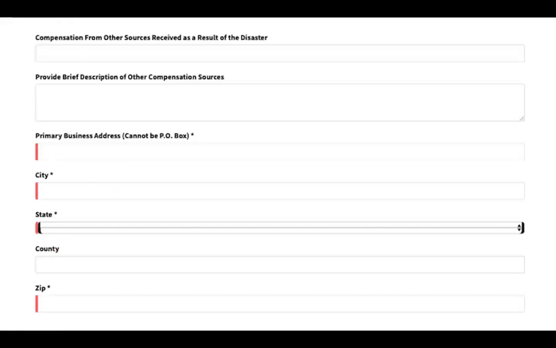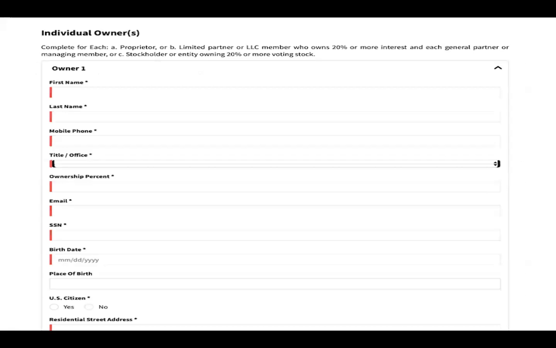part. And the other thing is you may have received funding, like PPP or a grant. You need to put that information there, the amount of money received and what kind you got, okay? The business has to have a physical address. And any individual owners that own more than 20% have to fill out the form.